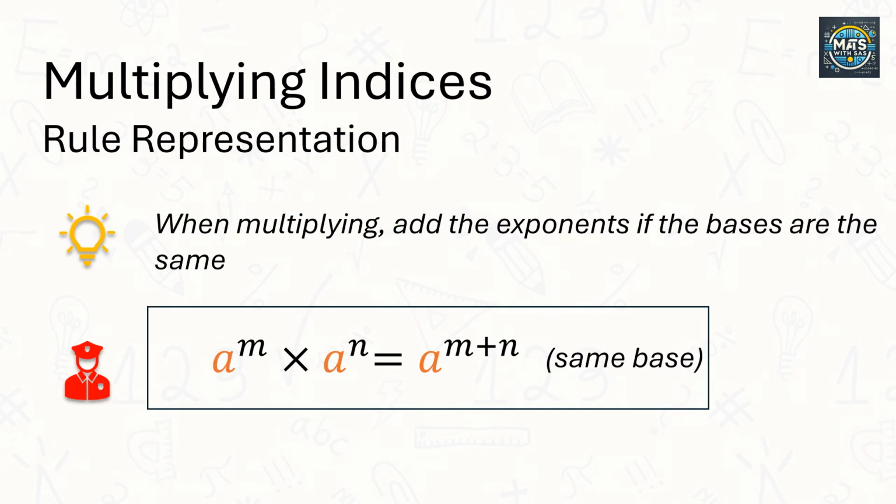The general rule for multiplying indices is that when we multiply two numbers with the same base, we add their exponents. This is written as a to the power of m multiplied by a to the power of n equals a to the power of m plus n. This rule makes calculations easier by reducing repeated multiplication into simple addition.